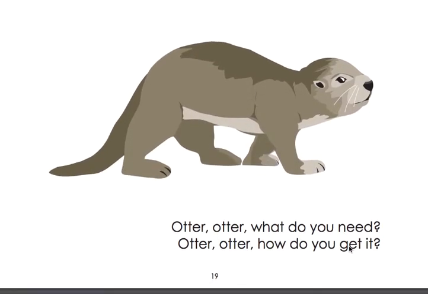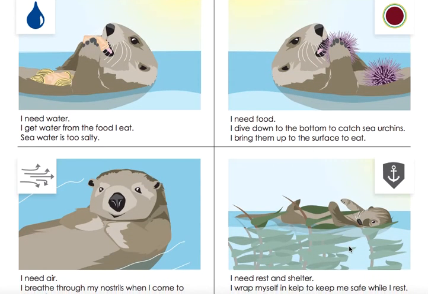This is an otter. Otter, otter, what do you need? Otter, otter, how do you get it? I need water. I get water from the food I eat. Seawater is too salty. I need food. I dive down to the bottom to catch sea urchins. I bring them up to the surface to eat.